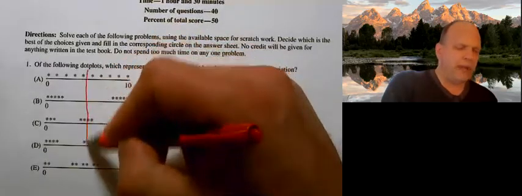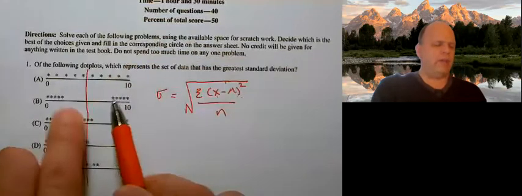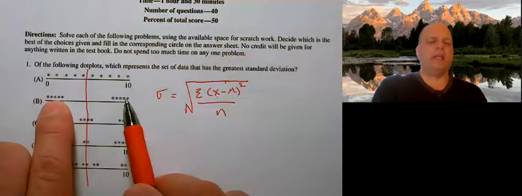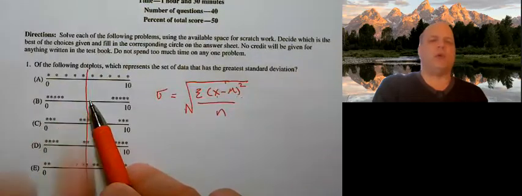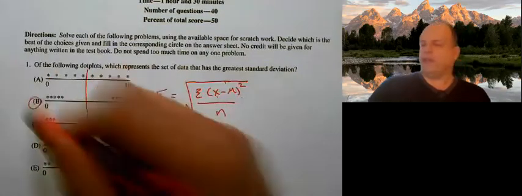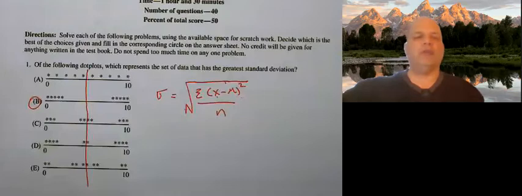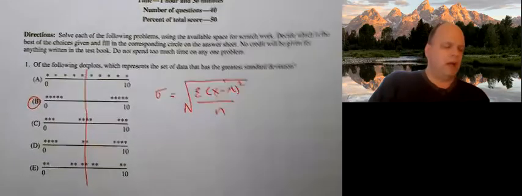So if our mean is basically in the center, the one that has the most data away from the mean and the smallest amount in towards the mean is B. So for the answer to number one, our answer choice is B. Okay? All right, moving on.